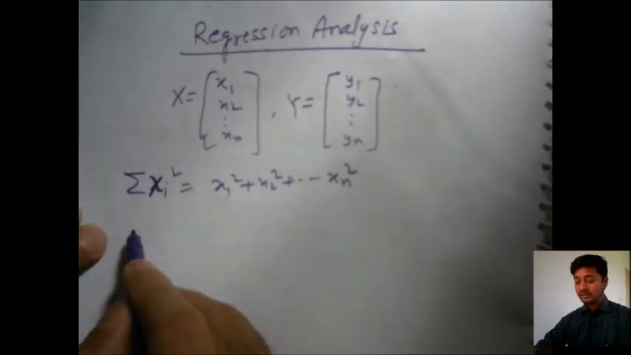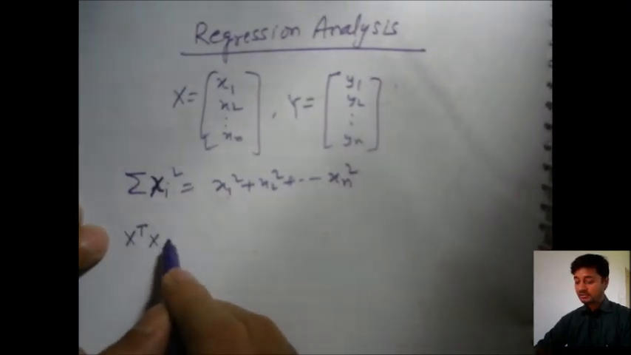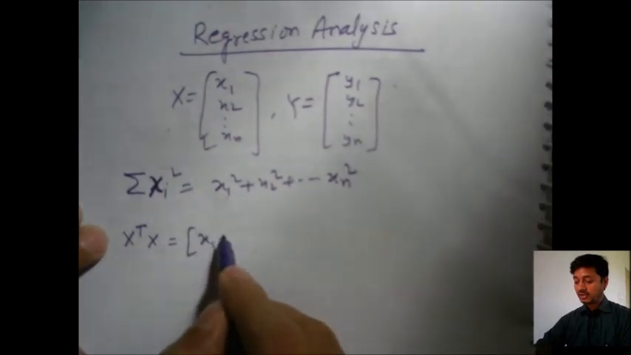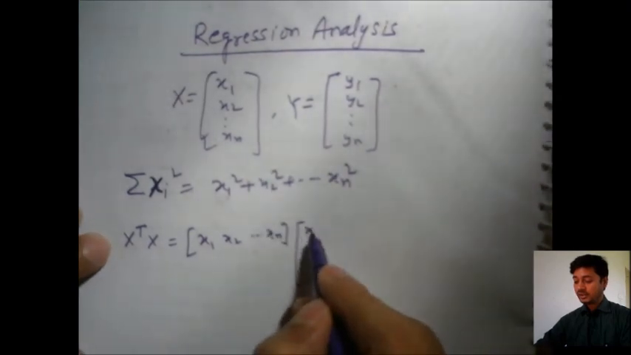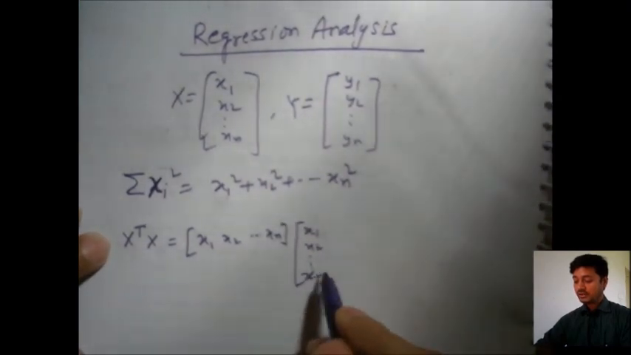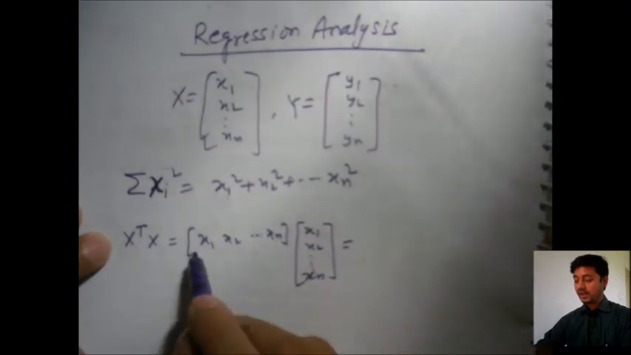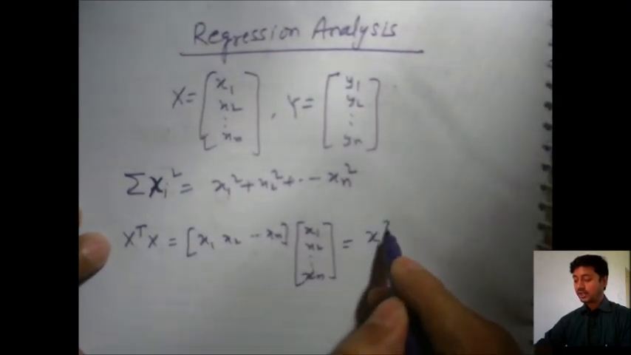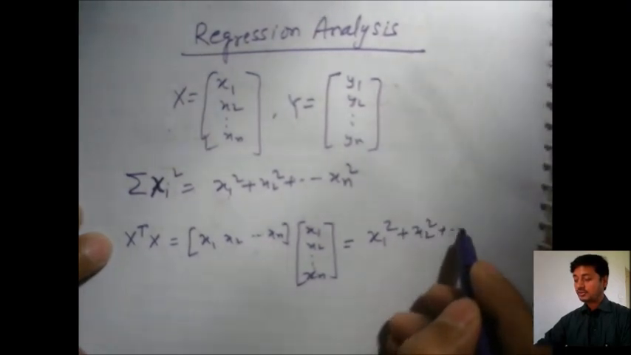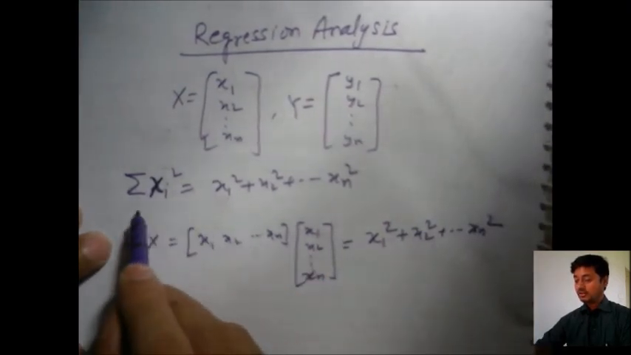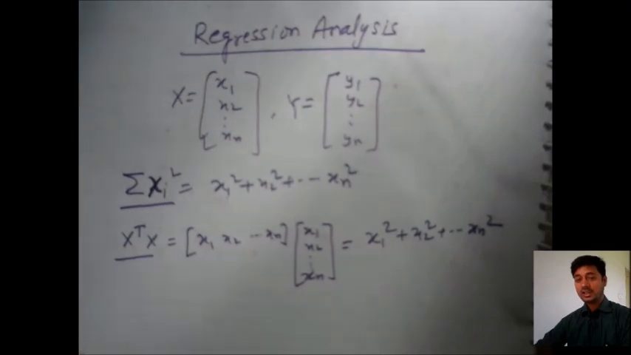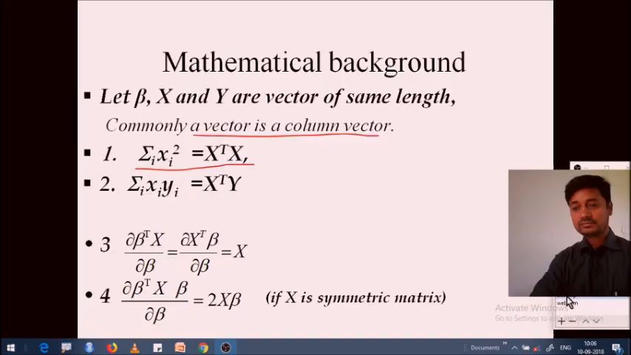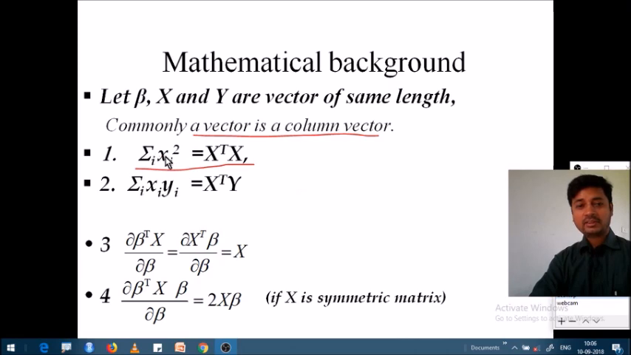Same thing if you do x transpose x, so that is x1 x2 xn, matrix multiplication with x1 x2 xn. If you multiply the first row with the first column, you will also get x1 square plus x2 square up to xn square. So both are giving the same expression, and that is why sigma of xi square is equal to x transpose x.